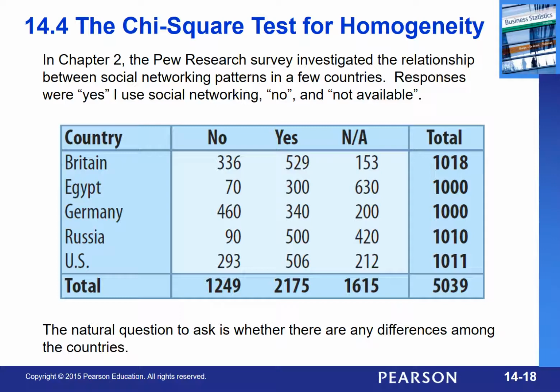So overall, it appears that some of these selections are more likely than others. All right. So you might ask yourself, is social network usage or non-usage different among different countries? And hopefully we can answer that question. We're asking, are these different? Or are they all the same? Do they all have the same distribution amongst the three groups?